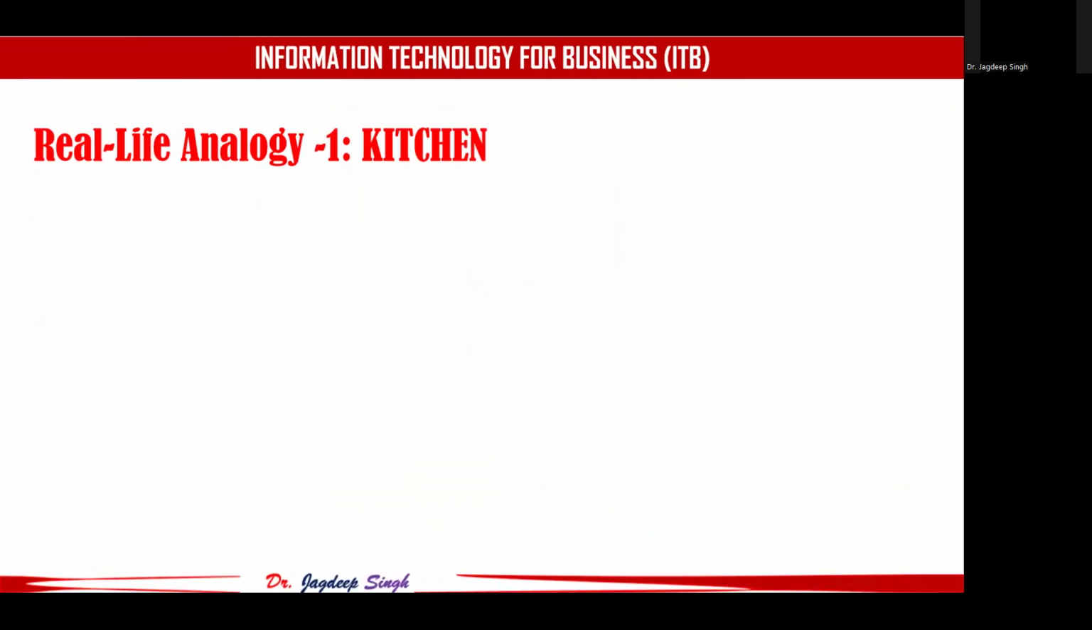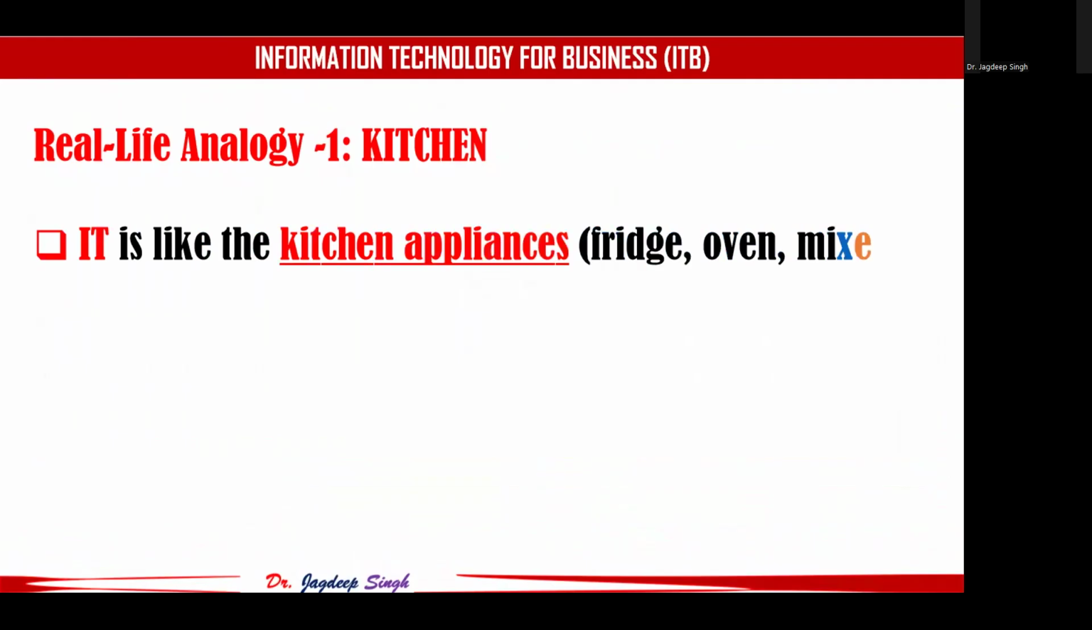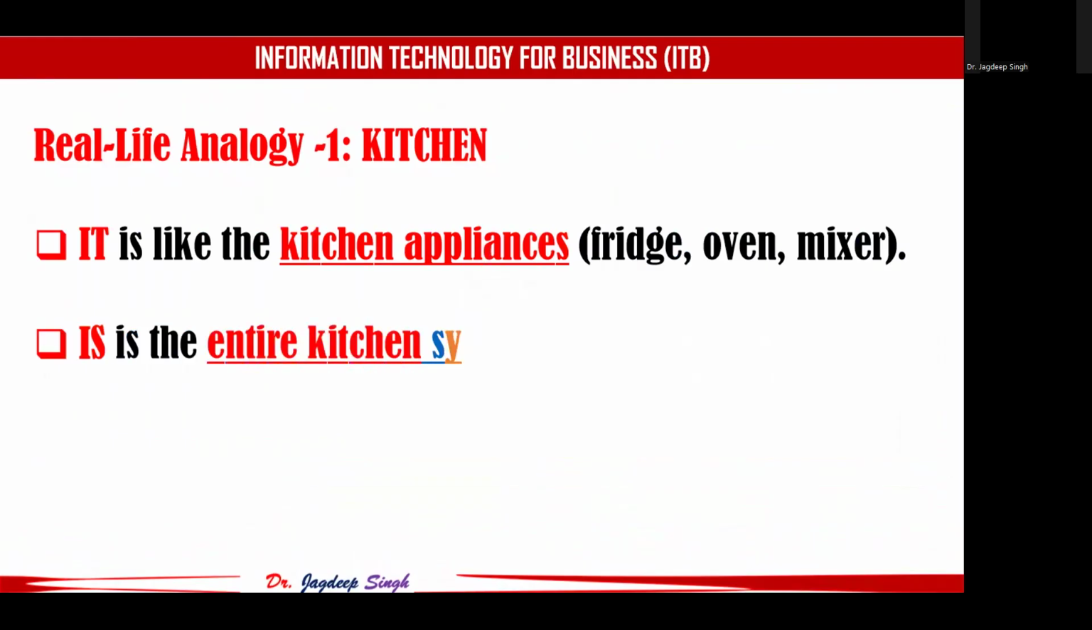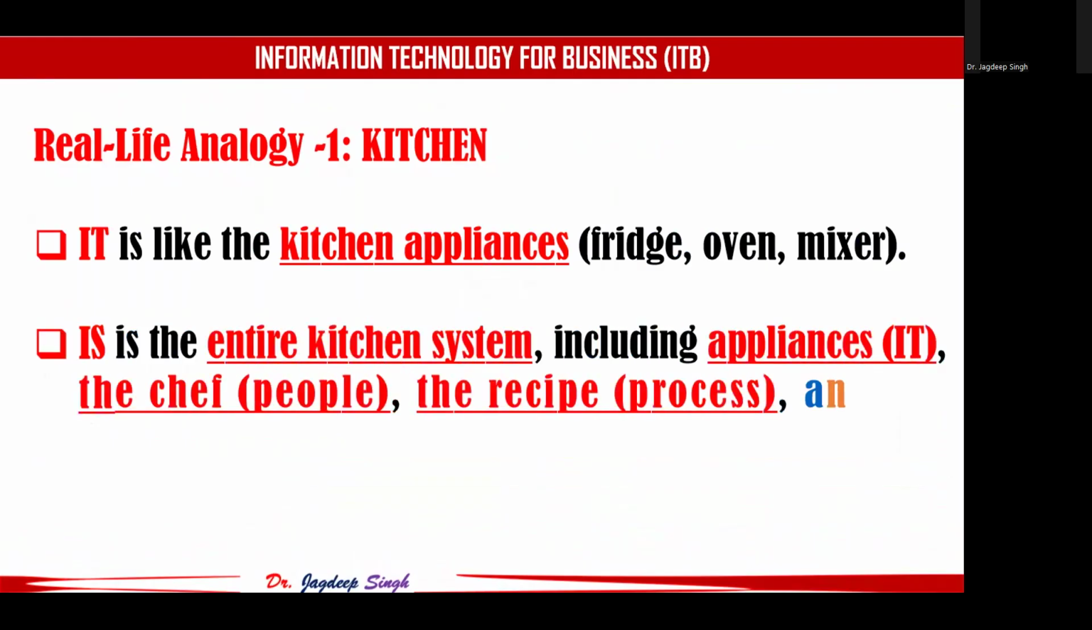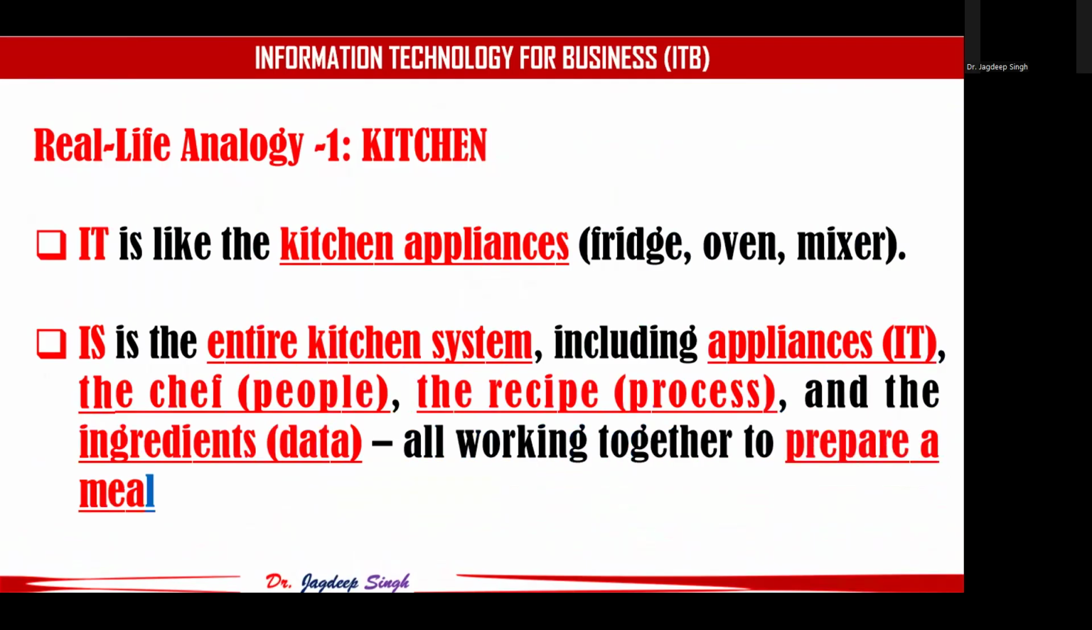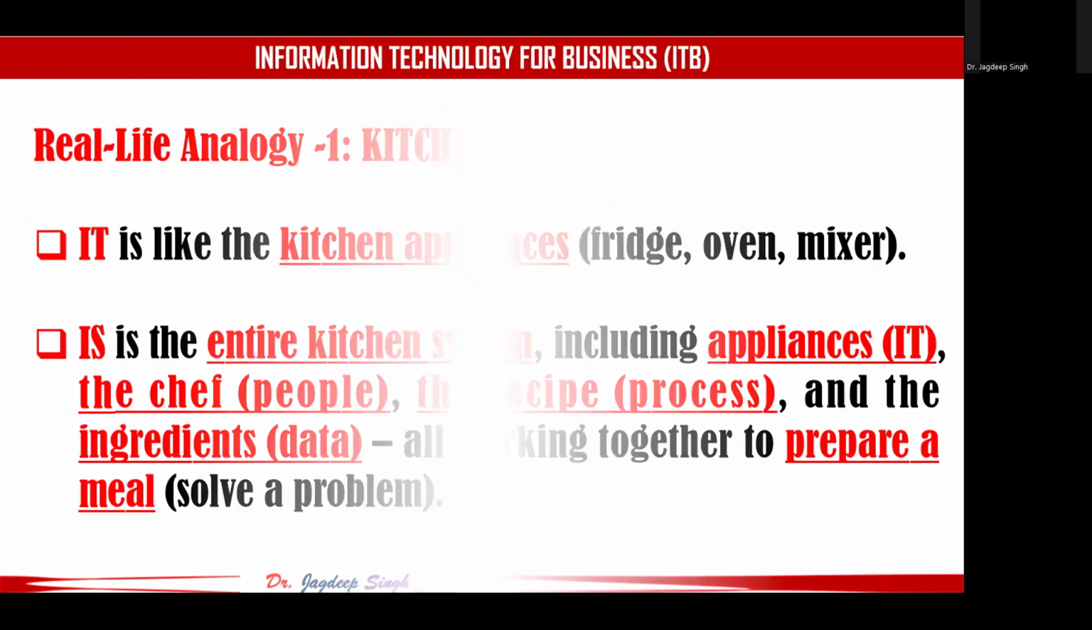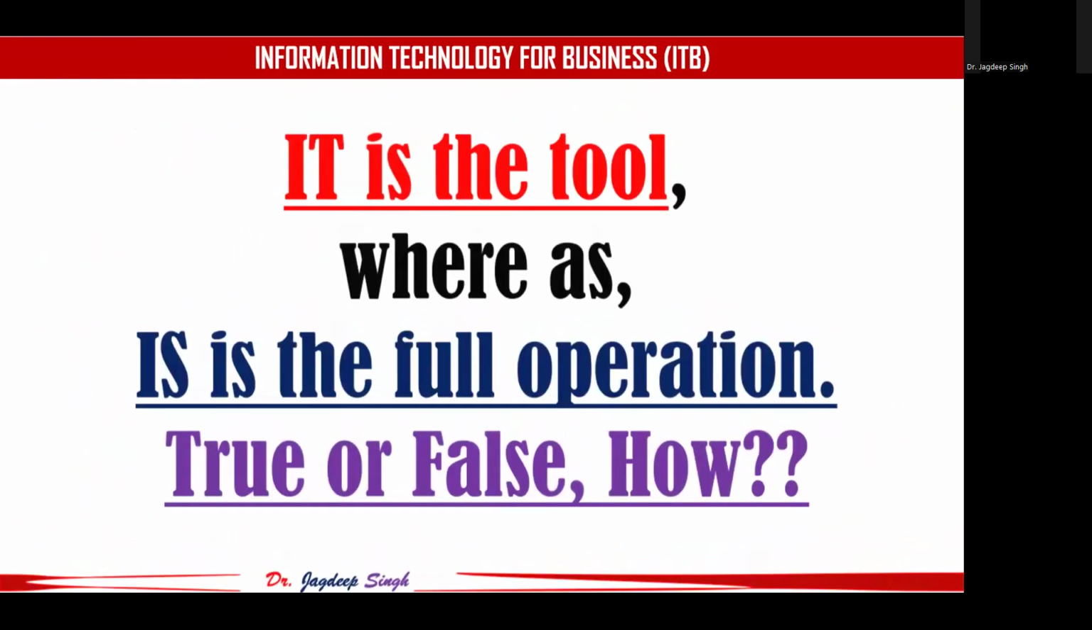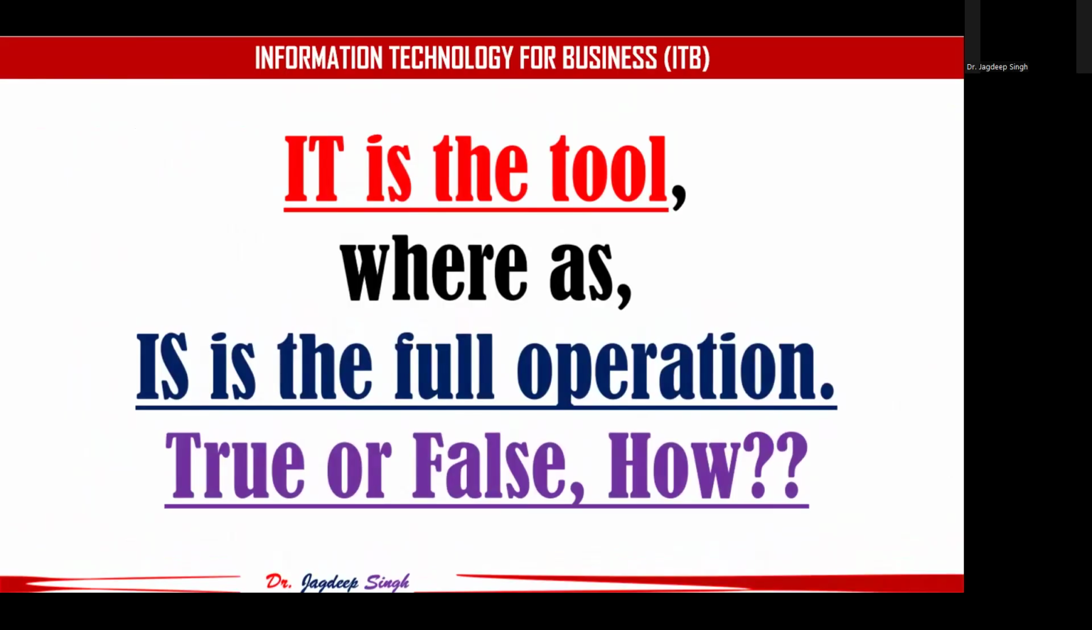For example, we can take a real life analogy, the kitchen analogy. Here we can see IT is like the kitchen appliances, like fridge, oven, mixers, whereas IS is the entire kitchen system, including appliances like IT, the chef like people, the recipe like processes, and the ingredients like data, all working together to prepare a meal, solve a problem, right? IT is the tool, whereas IS is the full operation.